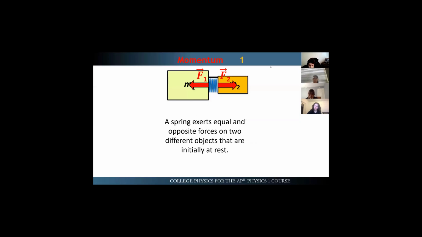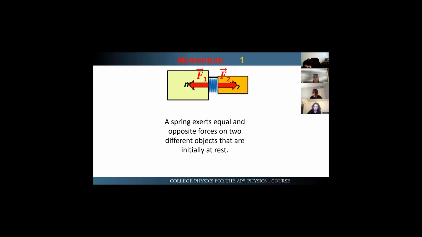So let's first define what momentum means. We kind of defined it before when we were doing angular momentum. If you remember back in our rotational unit, the unit before this one, we introduced energy and we also introduced momentum. Now we're going to break down momentum in a more full explanation.